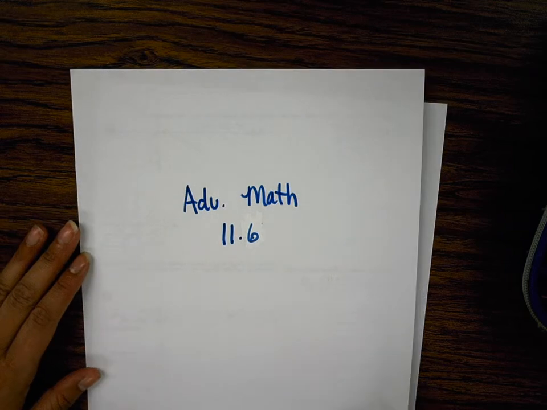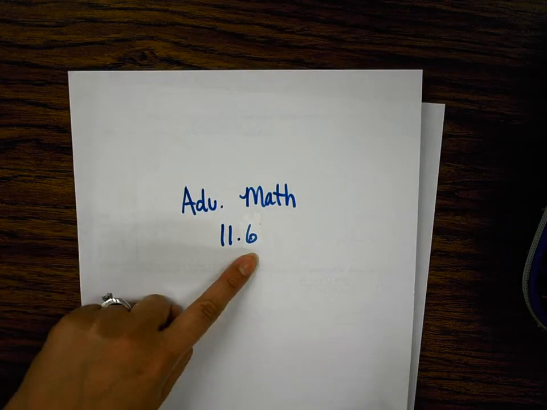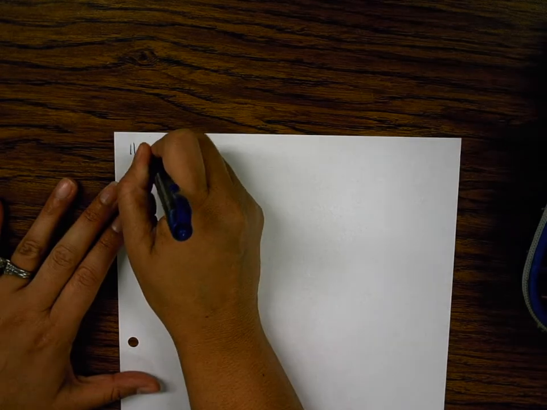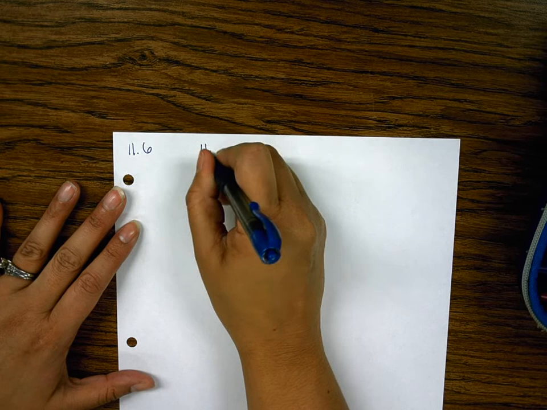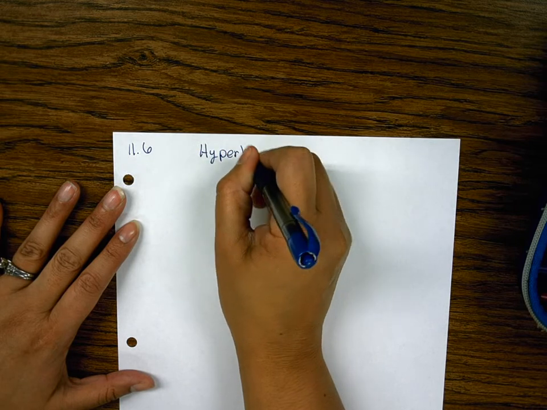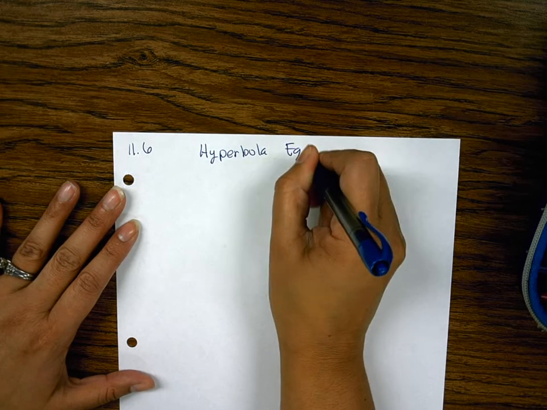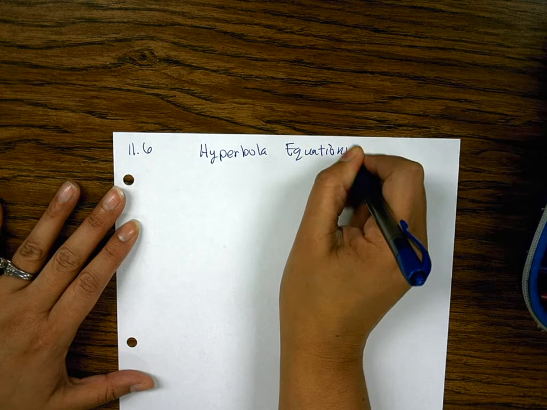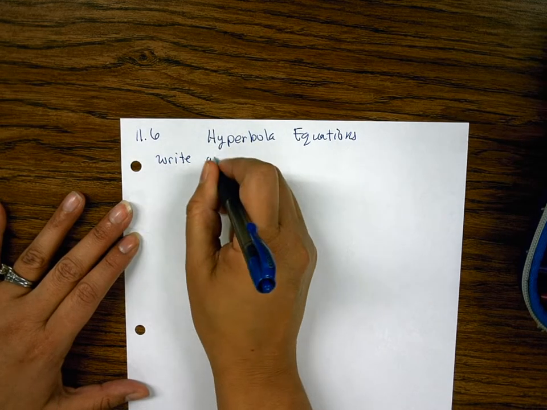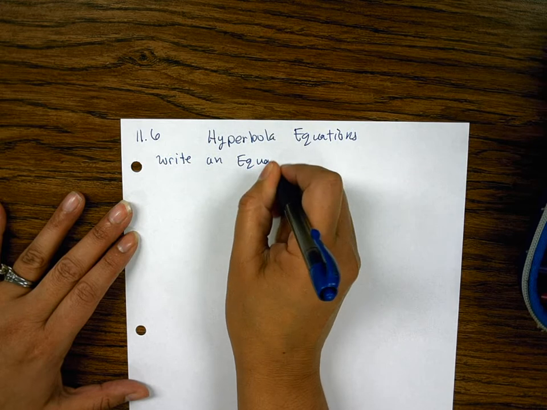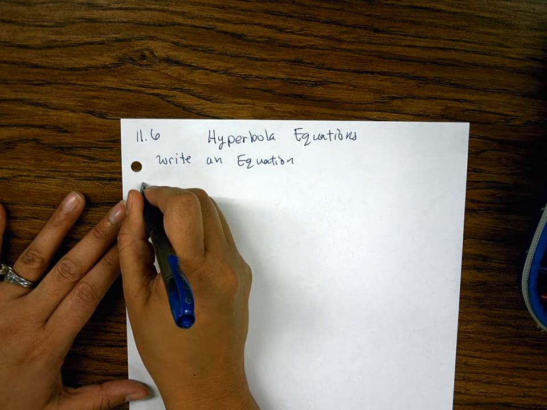This is Advanced Math, Unit 11, Lesson 6. Hyperbola equations. Write an equation, and you will have some of these on the test.